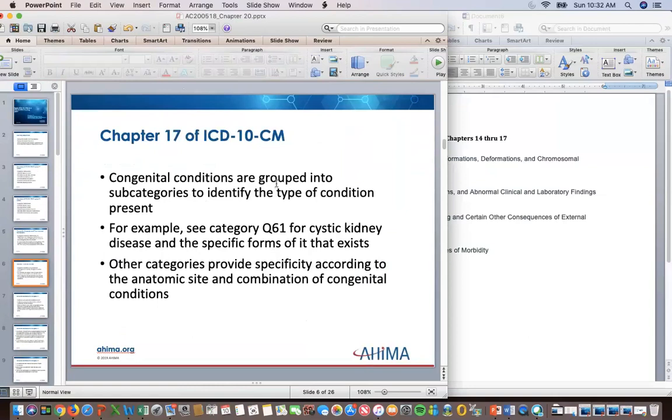As you make your way down under that category, you'll see an Excludes1 note, and then that we need a fifth digit by the little red box, and it will give you the congenital abnormalities that are under cystic kidney disease. So you'll see congenital polycystic fall underneath that. Other categories will provide specificity according to the anatomic site and combination of those congenital conditions also.